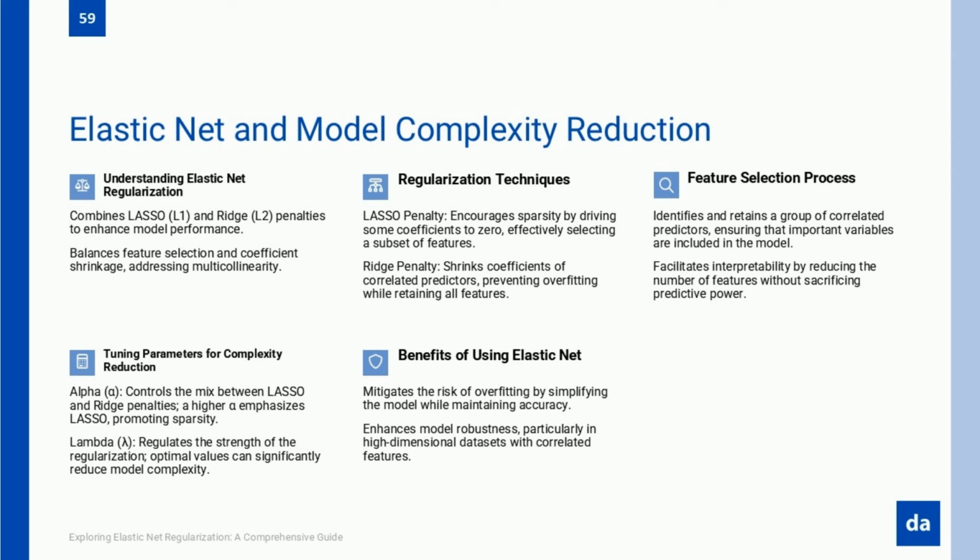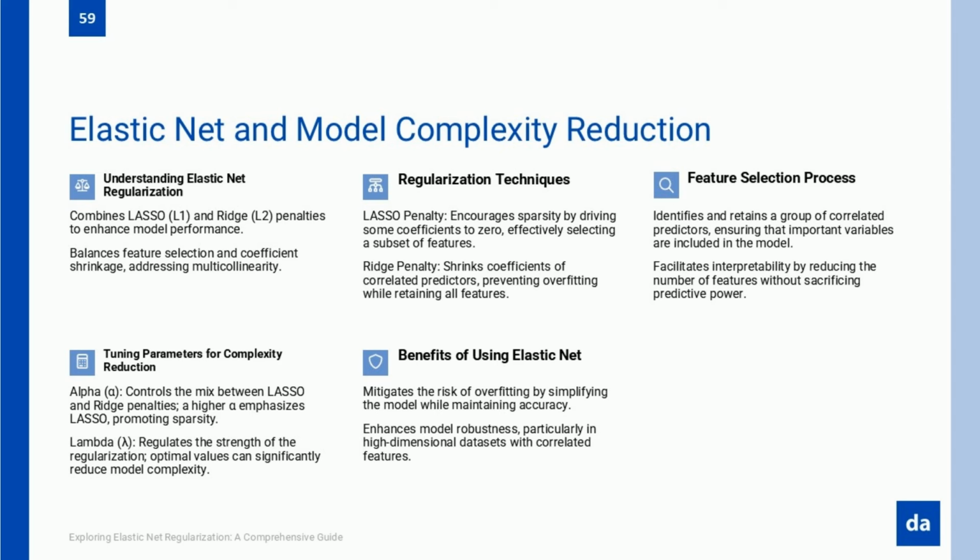If lambda is too low, the model retains too many features, making it unnecessarily complex. If lambda is too high, it may discard too much information, leading to underfitting. Tuning lambda and alpha properly through cross-validation ensures that the model is as simple as possible without losing predictive power. Simplifying a model isn't just about making it smaller, it's about making it more efficient, interpretable, and reliable.